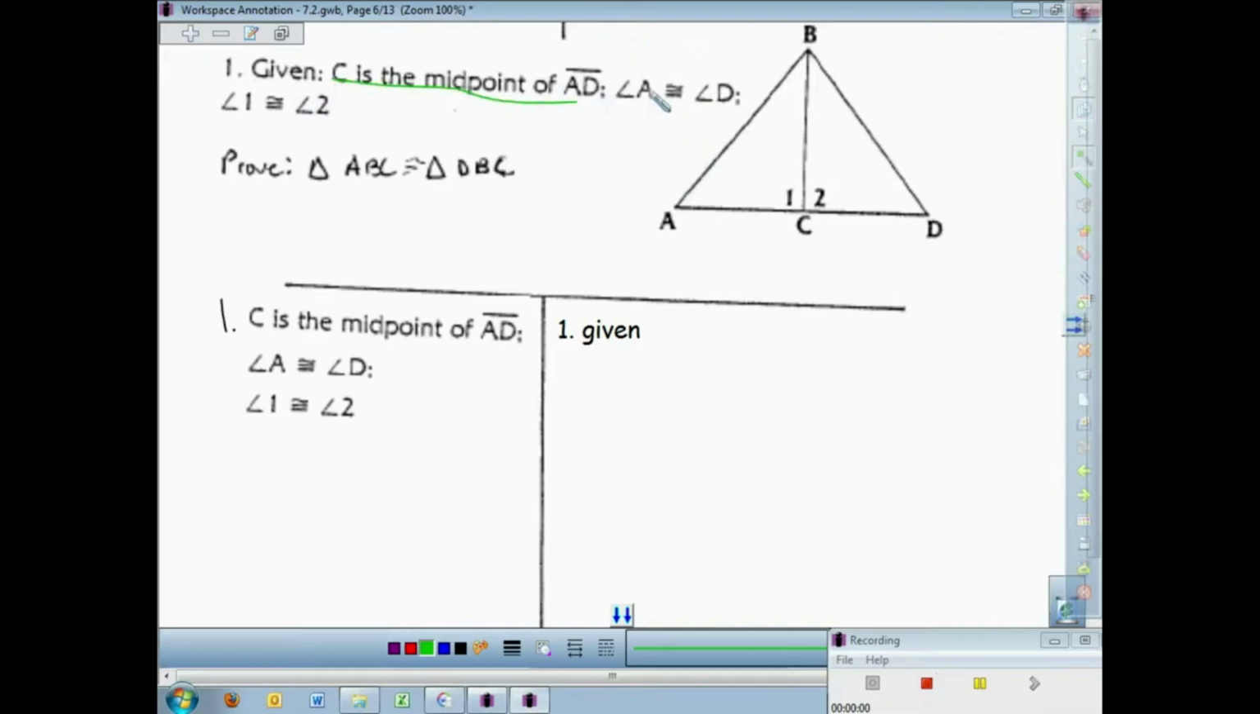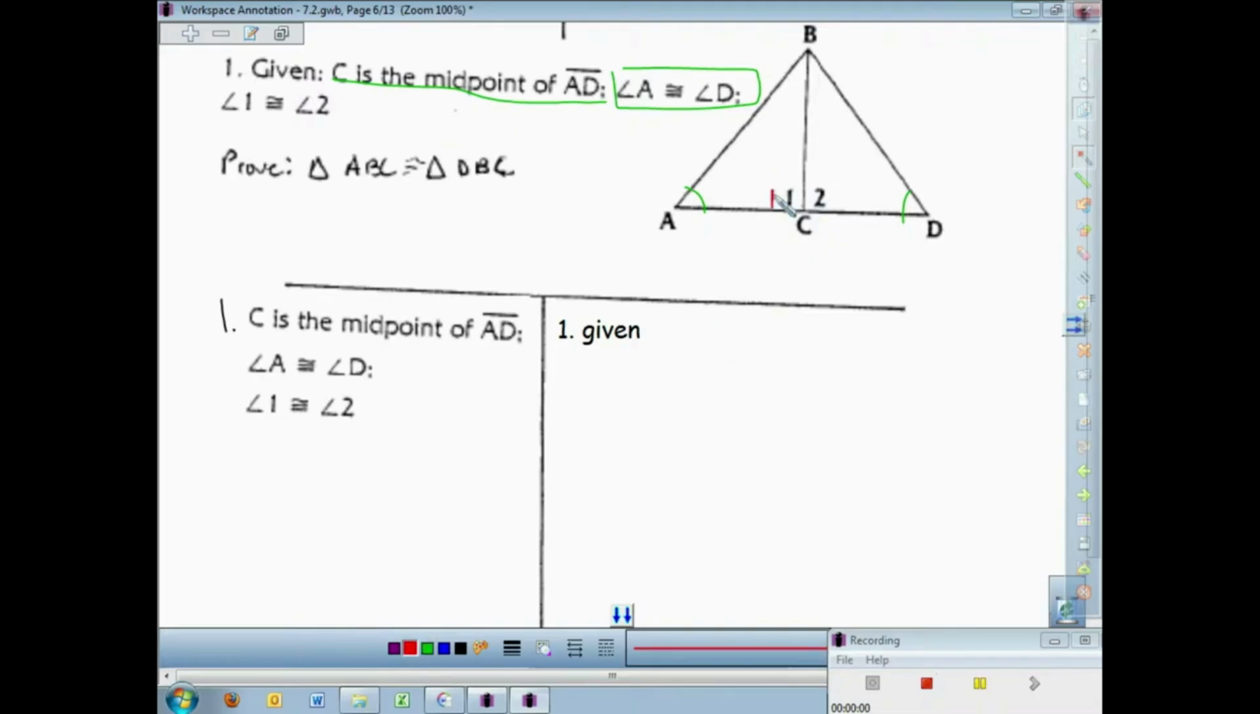I'm going to skip over it. I'm going to mark this. Angle A is congruent to angle D. And angle 1 is congruent to angle 2. Now, instead of using arc marks to mark angle 1 congruent to angle 2, since angle 1 and angle 2 are a linear pair, they have to add together to equal 180 by the linear pair theorem. Since they're also congruent to each other, that means they got to be the same.